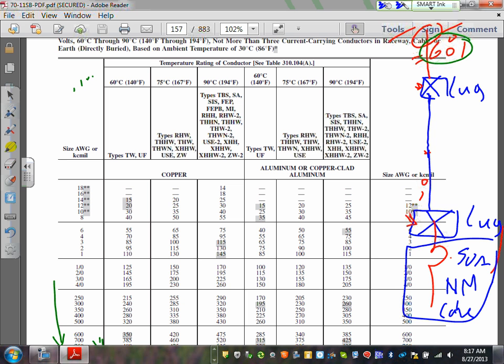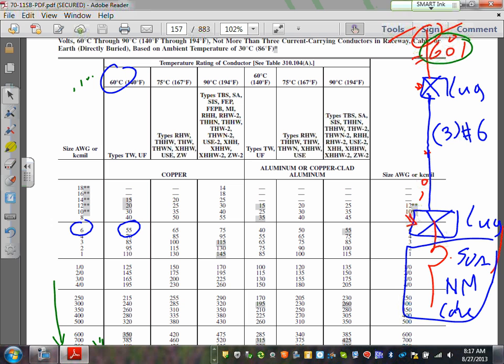Which column would you go to? No idea what the lugs are, so we go to the 60 degree column. I need how much? 50 amps. The conductor is what? Number 6. So I need 3 conductors, number 6. Done.